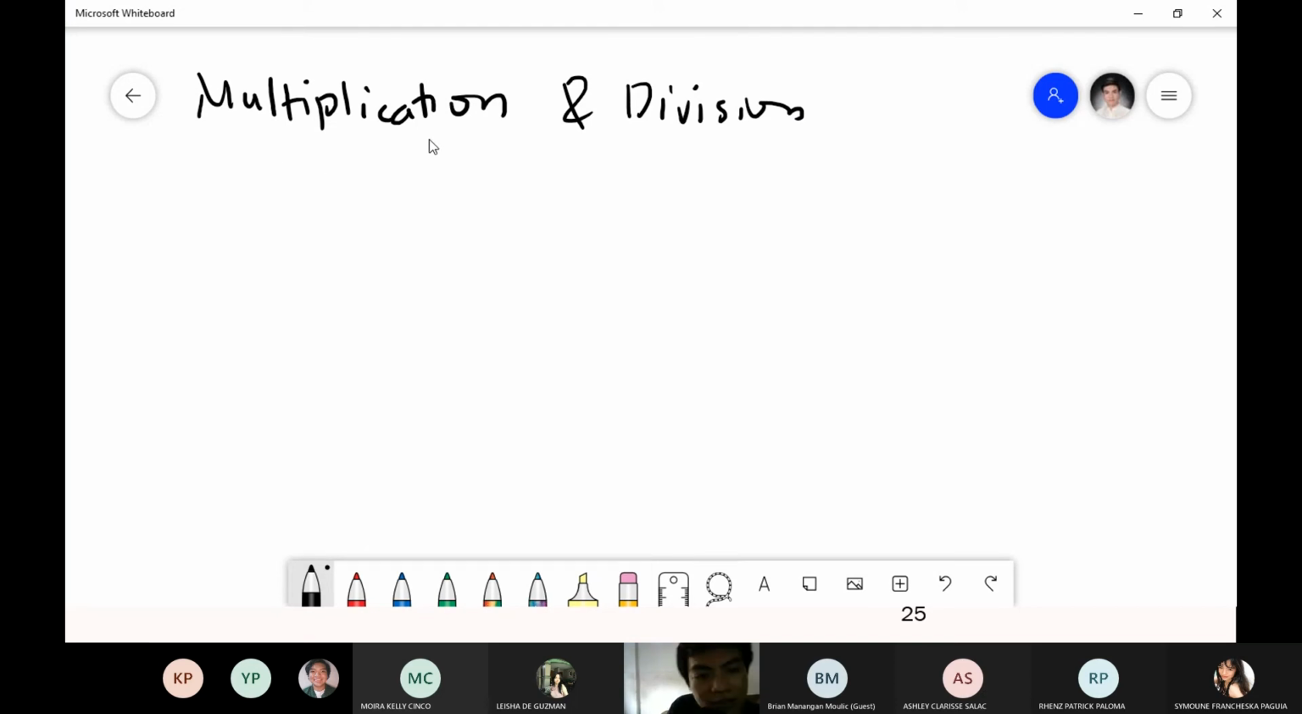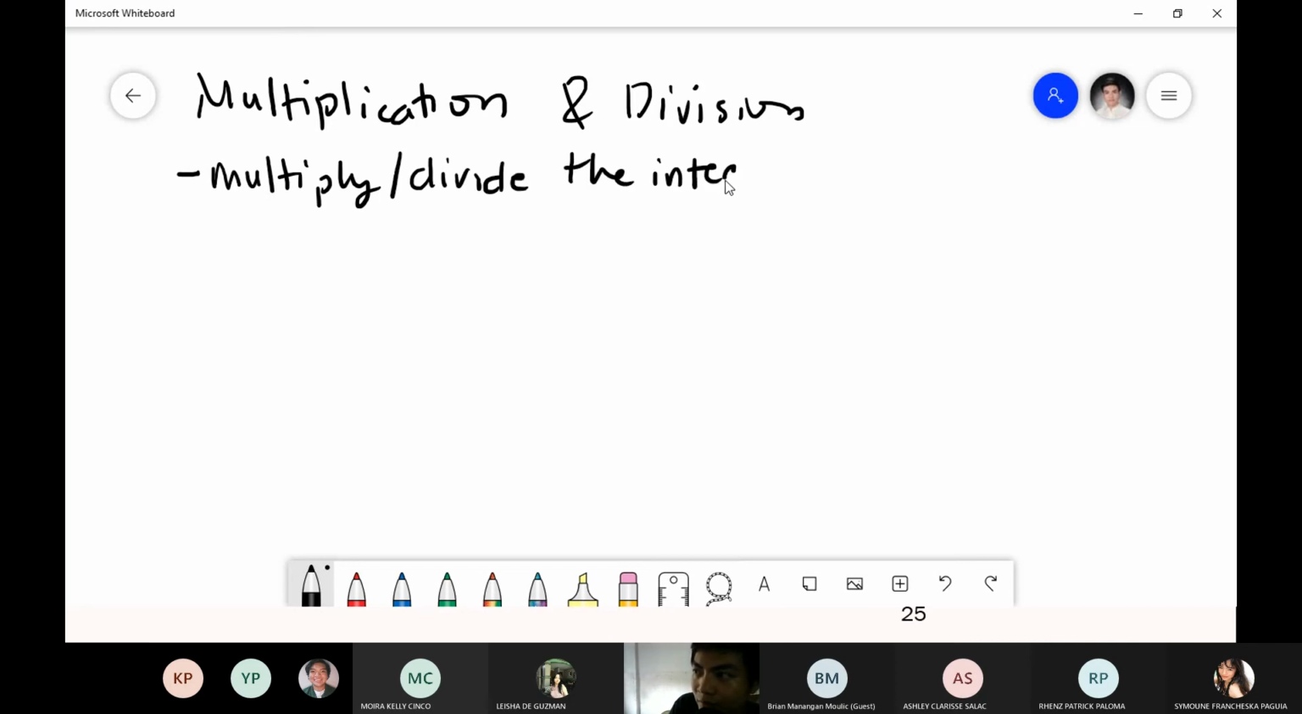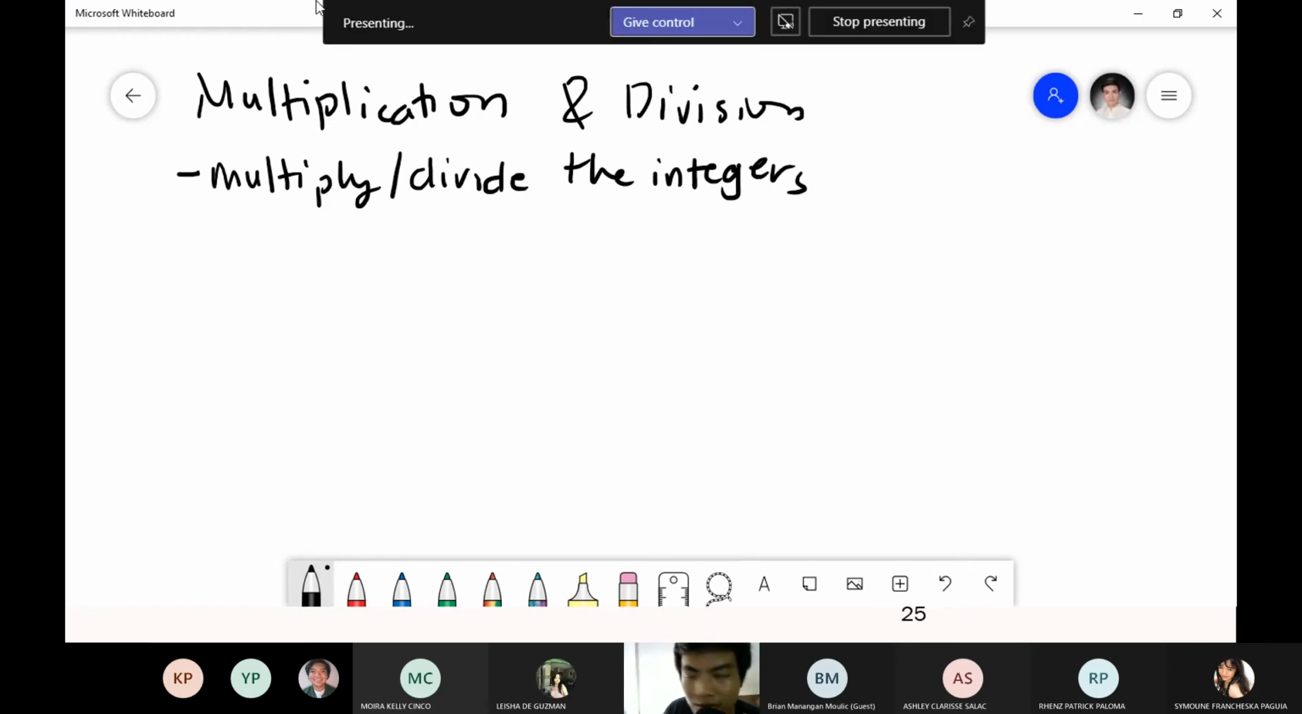So kapag multiplication division, ang rule lang dito is multiply, divide the integers. Parang kanina lang din, add, subtract the integers. No? Yung exponent, hindi na kailangan parehas sila. Okay. Hindi na tayo mahigpit sa exponent. Kasi kapag multiply, ang ginagawa natin, add yung exponent.